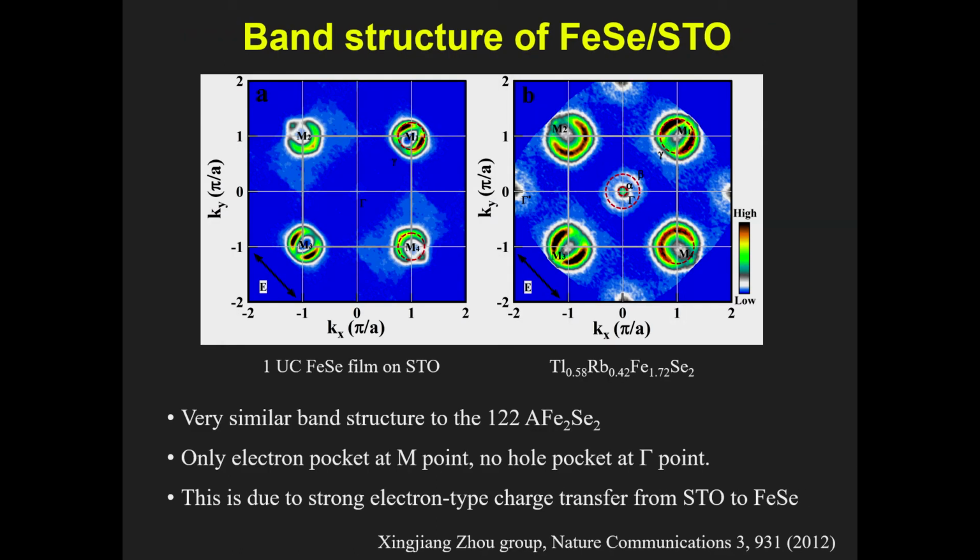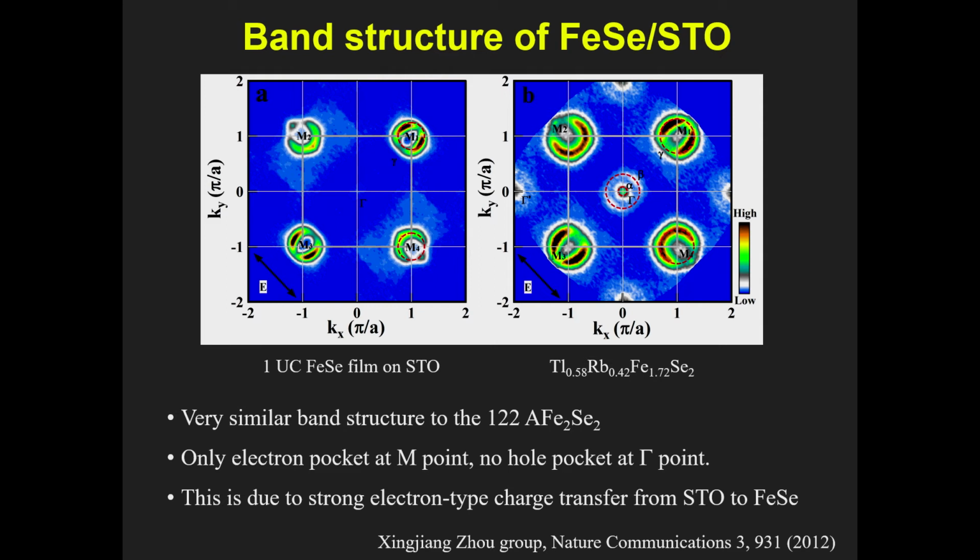Then the next big question is why the TC is so high in this monolayer iron selenide on SrTiO3. Then we need to look at the band structure carefully. Again, this is work by Xingjiang Zhou's group, where they measured the monolayer iron selenide on SrTiO3. The band structure becomes really simple. There are only two nearly degenerate electron pockets near the M point, and at the zone center, the gamma point, there's nothing. There's not the usual hole-like Fermi surface pocket as seen in bulk iron selenide.